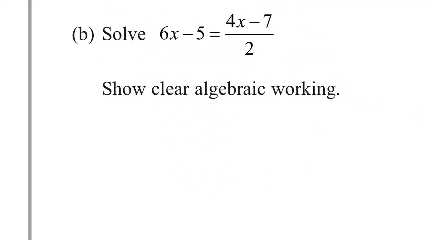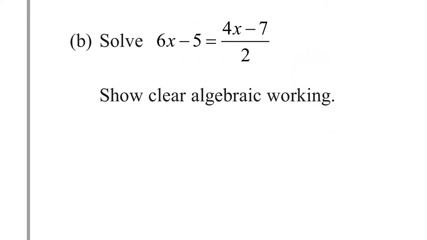Okay, part B. 6x minus 5 equals 4x minus 7 over 2. First thing I'm going to do, multiply both sides by 2. So I'm going to get 2 lots of 6x minus 5 equals 4x minus 7. I'm going to expand the brackets.